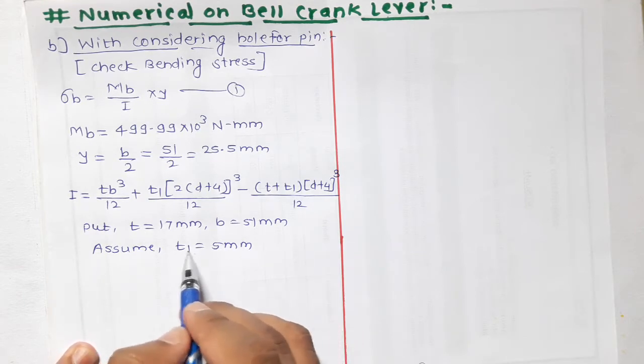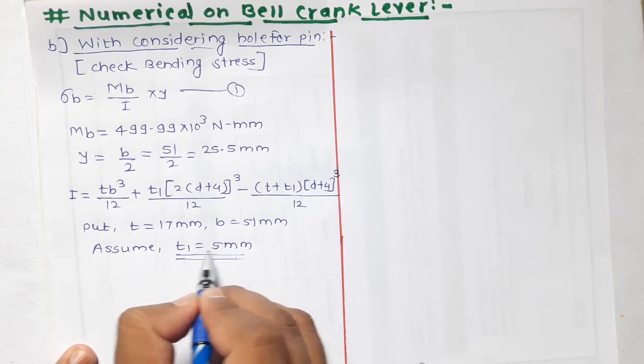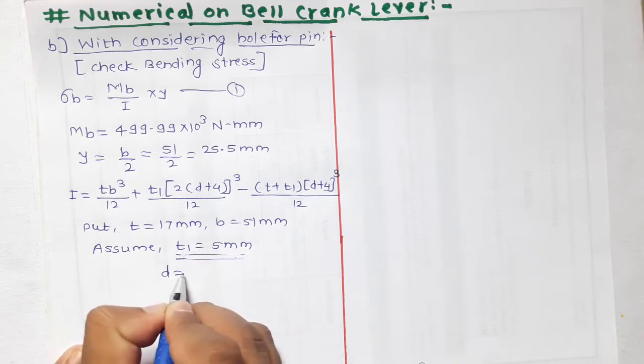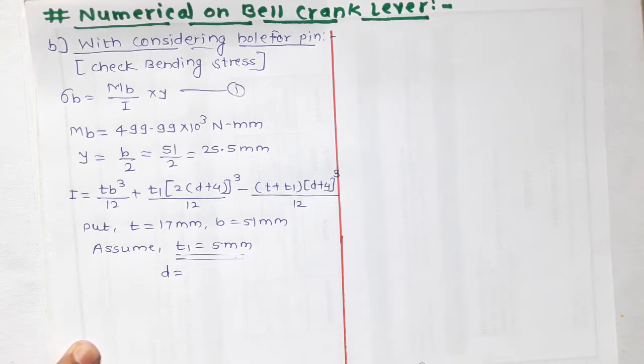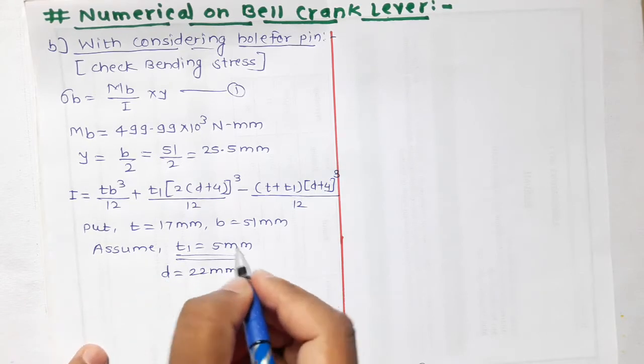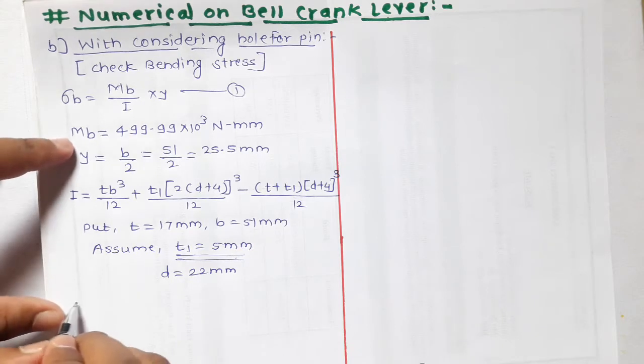So generally the value of T1 is 4 to 5 mm. So this is very important. This value of T1 will not be given in the numerical. Then D, the maximum diameter of pin, we have selected as 22 mm. Okay, and if you put all the values in this equation, you will get the equation like this.